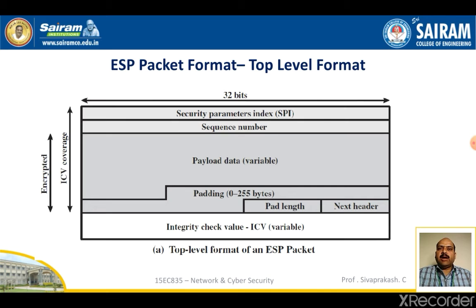Let us see how this is going to happen. For a combined mode algorithm, the ICV that could normally appear at the end of the ESP packet when integrity is selected may be omitted. Let us see the top-level format. As we discussed, the security parameter index, sequence number, payload data, padding, pad length, next header, and integrity check value are shown in this format.